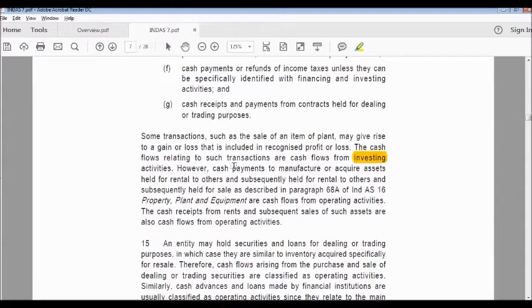So it's saying the sale of an item of plant may give rise to a gain or loss, so that will be your investing activity. However, that statement is now cut, and it says, however, cash payments to manufacture or acquire assets held for rental to others and subsequently held for sale as described in paragraph 68A of Ind AS 16, Property, Plant and Equipment, are cash flow from operating activity. The cash received from the rent and subsequent sale of such assets are also cash flow from operating activity.